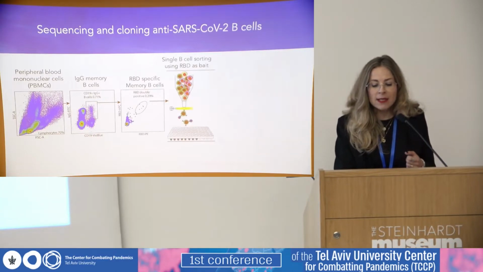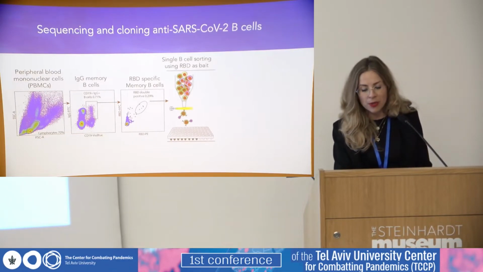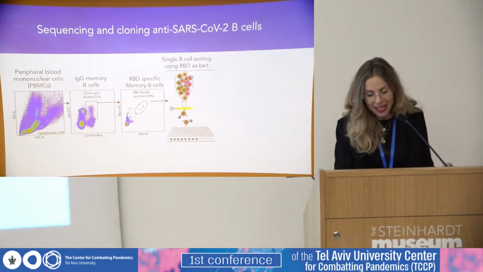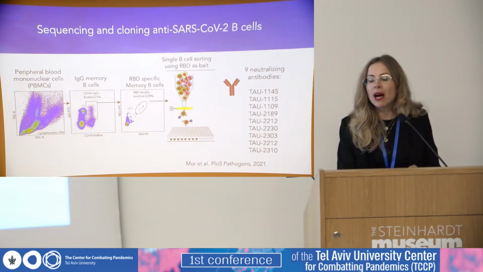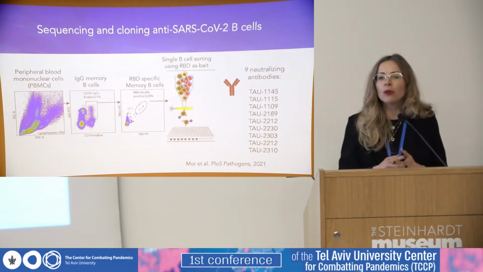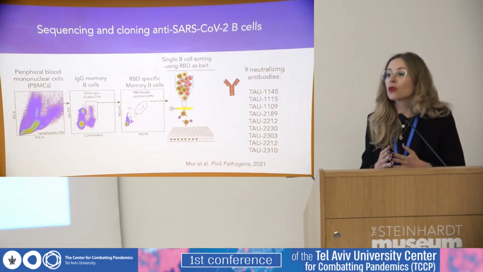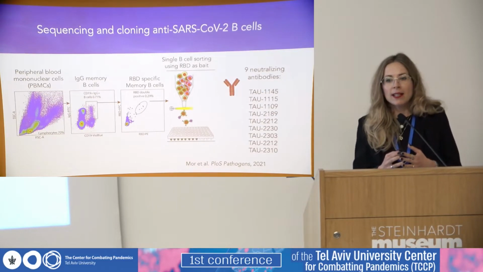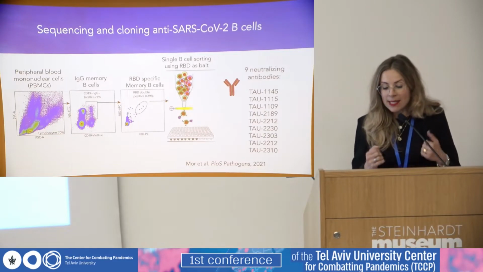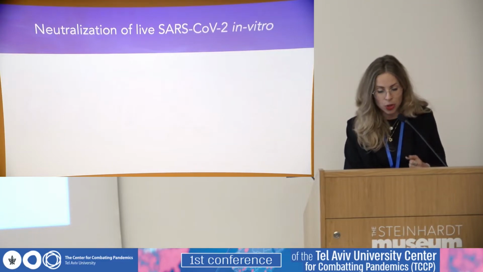We also did single-cell sorting using RBD as a fishing pole to fish out the memory B cells, and we cloned many antibodies, or Michael cloned many antibodies, and 9 of the antibodies that he cloned turned out to be neutralizing. Now, how do we know that they're neutralizing? We did 2 different assays. The first assay was a pseudoviral assay that was done in Tzfat by the lab of Meital Gal-Tanami and Moshe Dessau. And the second assay was the live viral assay, and this is the only one that I will show.